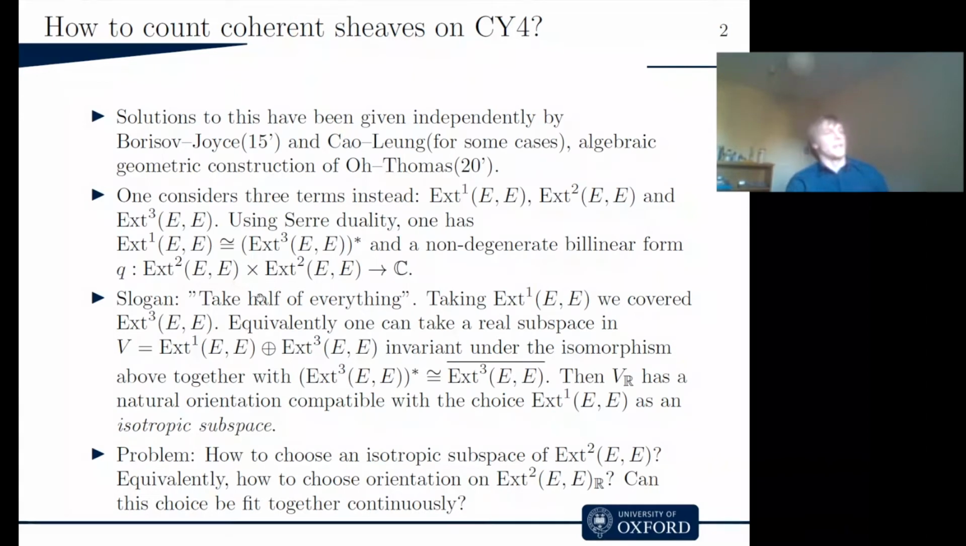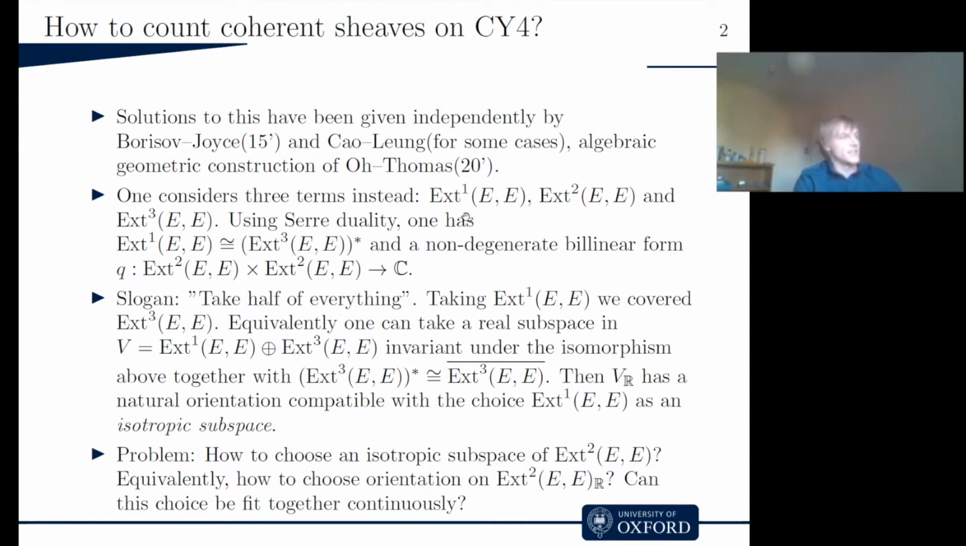So let me begin by giving somewhat of a short summary of the idea of how to count coherent sheaves in Calabi-Yau fourfolds. This has been a rather recent development, with solutions given to these questions independently by Borisov-Joyce and Cao-Leung, where this was given for just some cases, and recently a paper of Oh and Thomas expressing it in a more algebraic setting, while Borisov-Joyce used derived algebraic geometry and derived differential geometry.